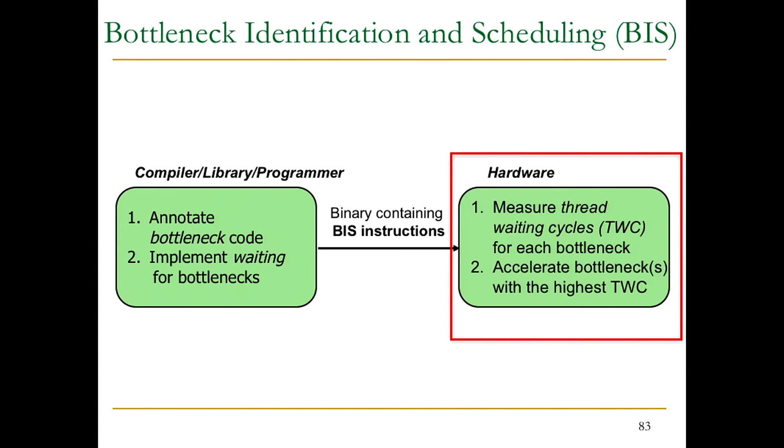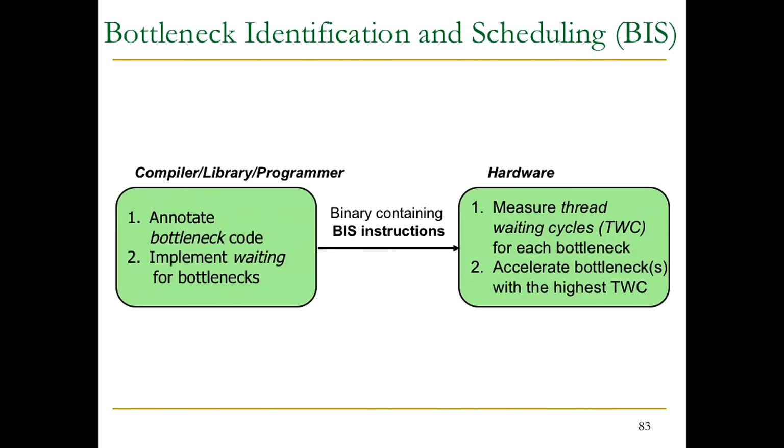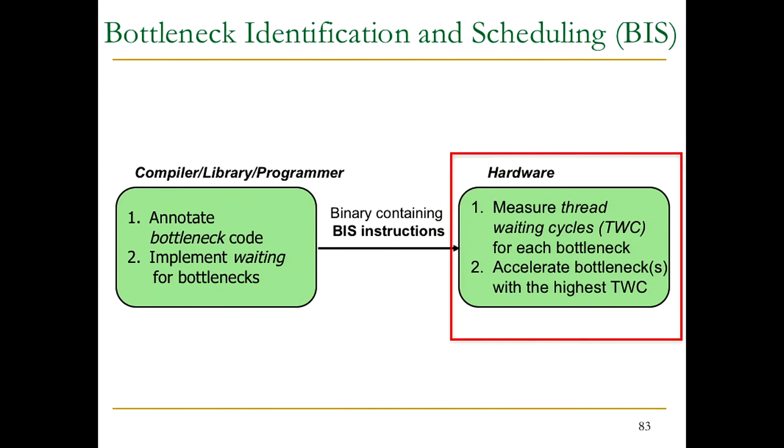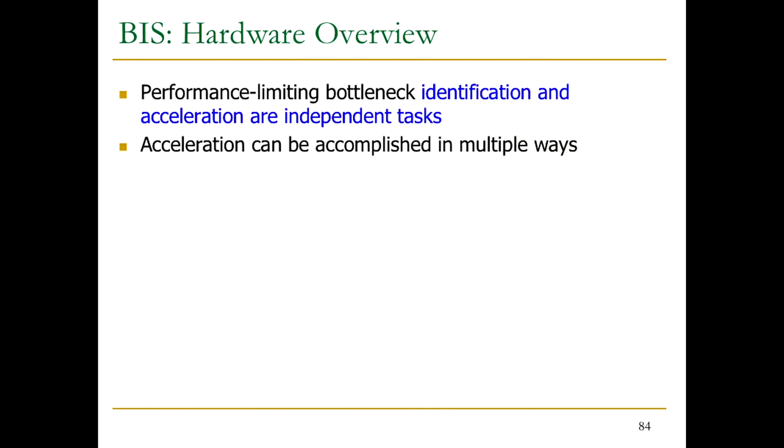Okay, so let's take a look at, now that we added these instructions, bottleneck call and bottleneck wait, to account for thread waiting cycles and to delineate the critical sections or potential bottleneck parts of the code, what does the hardware do? So let's look, basically, identification of the bottleneck and acceleration are actually independent tasks. Acceleration can be accomplished in multiple ways. When you get to a bottleneck, for example, you can increase the core frequency and voltage. That's another way of adding asymmetry.